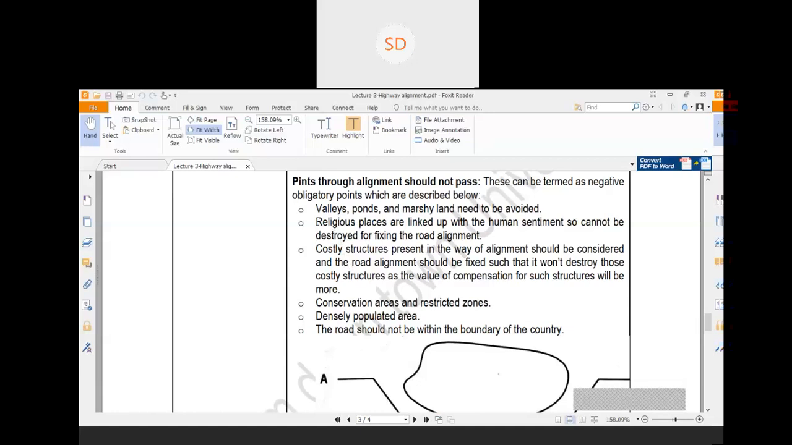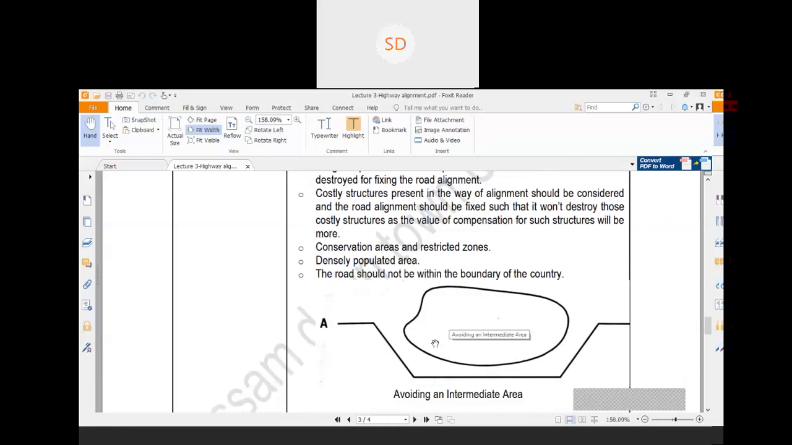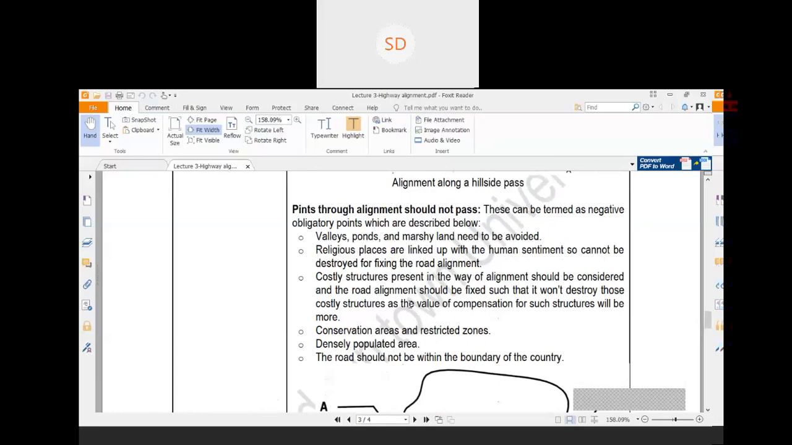The next one is religious places. They are linked with human sentiment, so they cannot be destroyed for fixing the road alignment. Suppose you are constructing a road, and a temple, mosque, or church comes up in between the alignment. In that case, it is always advisable to deviate your path so that the alignment does not go through the religious places.